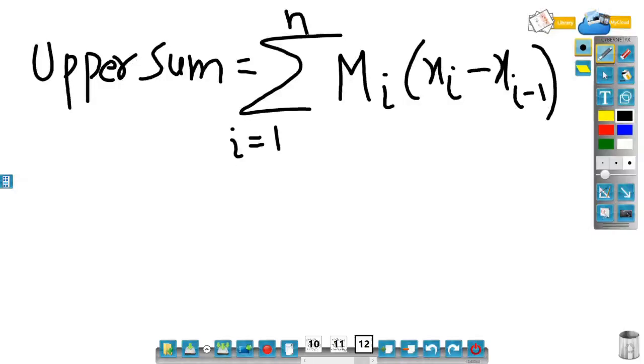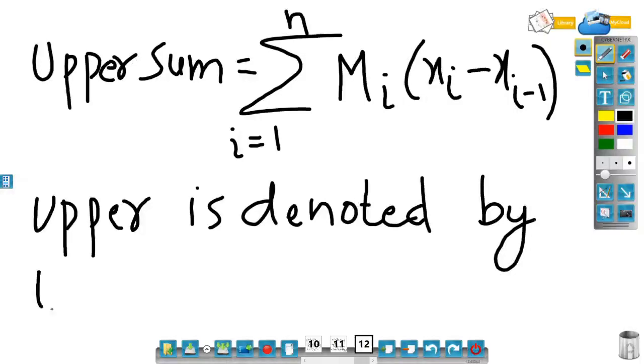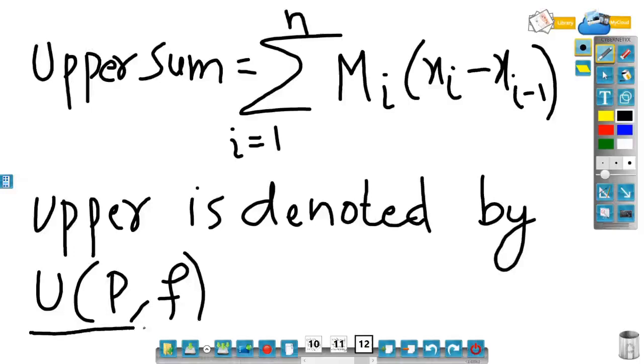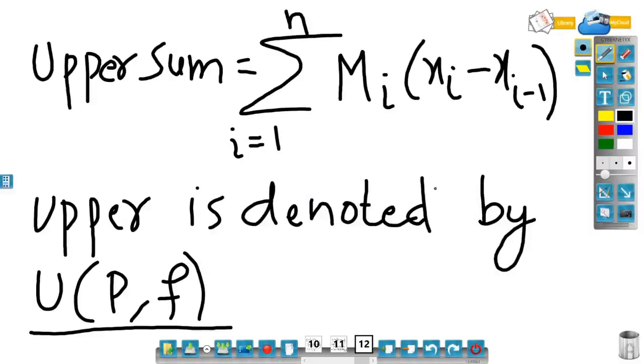And this upper sum is denoted by U(P, f). So U(P, f) stands for the upper sum of a function f with respect to a partition P. Right. So again I am telling what is U(P, f). U(P, f) is an upper sum, but it has a meaning. The meaning is it is an upper sum of a function f with respect to a partition P.